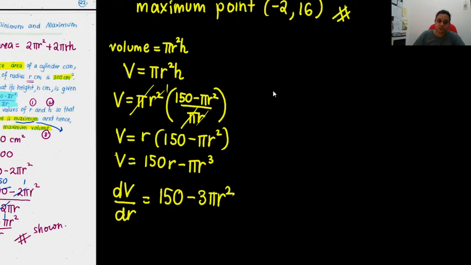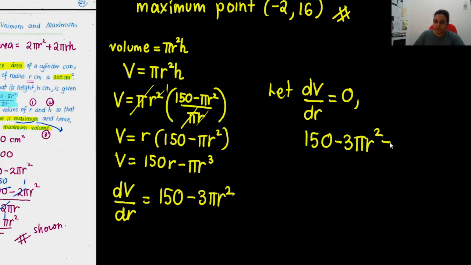Okay, so we let dV/dr equal to 0 first. So 150 minus 3 pi r squared equals 0. The teacher is just doing the same method that I did just now. We want to find the maximum or minimum point, so we let it equal to 0 first. Okay, so from here let's find the r.